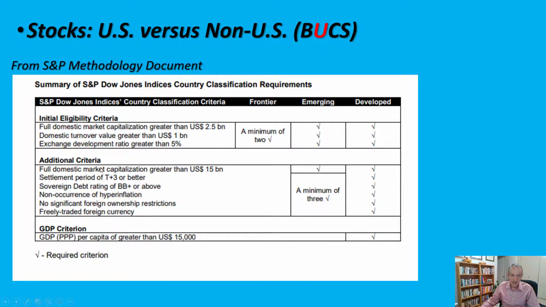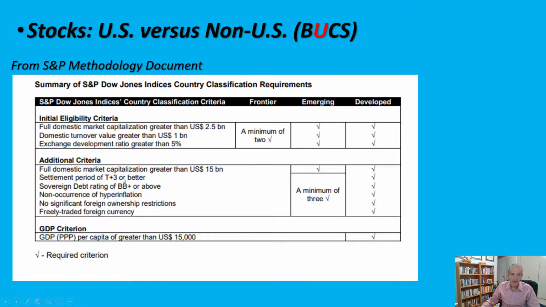Additional criteria, market capitalization has to be at least $15 billion. So the U.S. is better than that. So frontier markets only have to have 2 of these. So that's not much. That's some of these countries, it's amazing. If they don't meet all 3 of these, you think about there's something going on there. Now, China has struggled with the 5%. China's stock market is not that large relative to the overall economy. But I do think China is an emerging country.